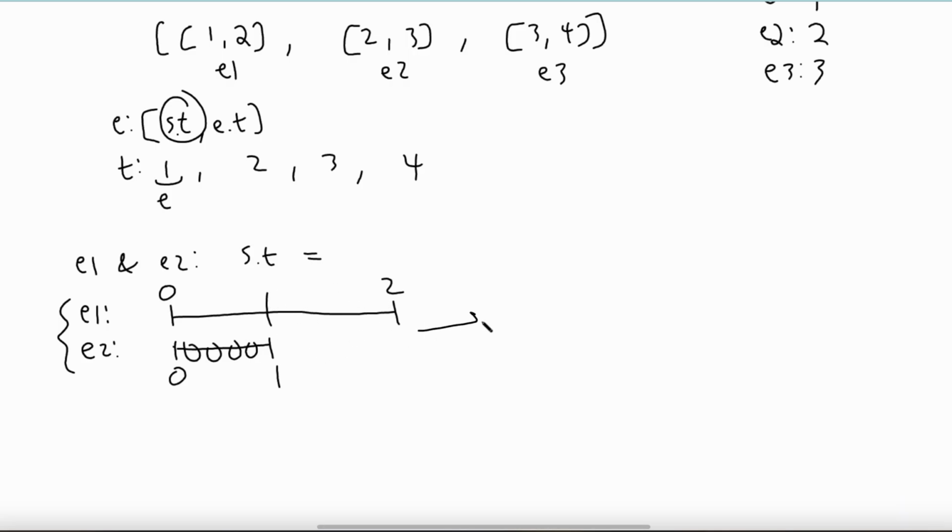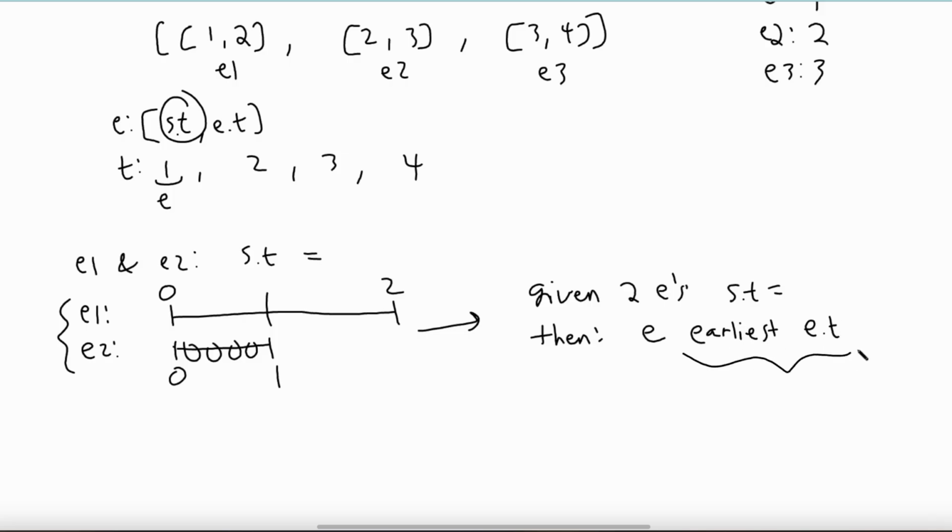So that's the idea. Let's write this down: given two events with the same start time, we should choose the event with the earliest end time, because this corresponds to the event with the smallest time window. That's the core understanding that makes this a greedy problem. This is the greedy part: we always choose the event with the earliest end time given two start times that are the same.